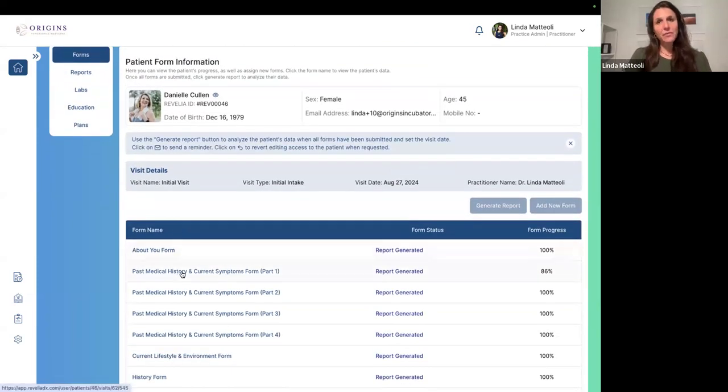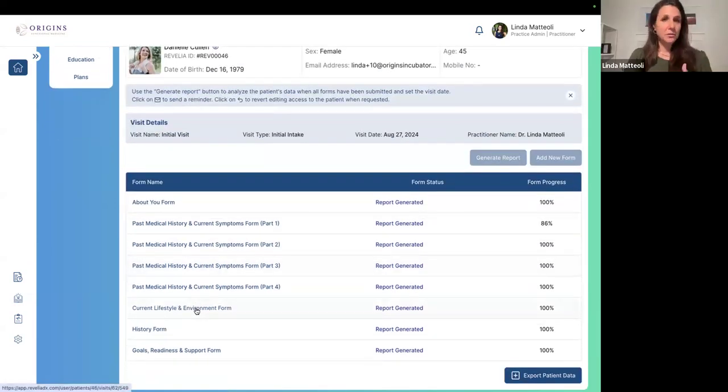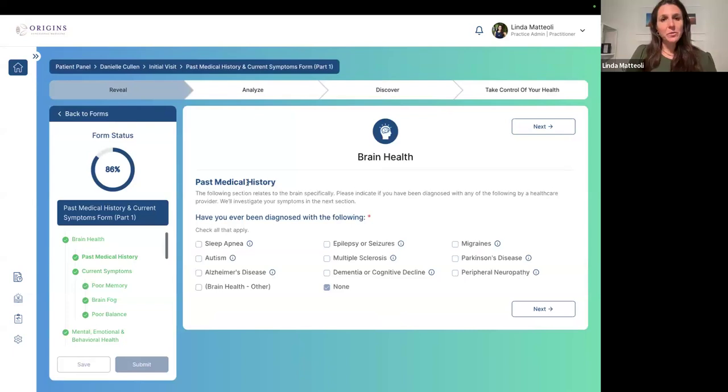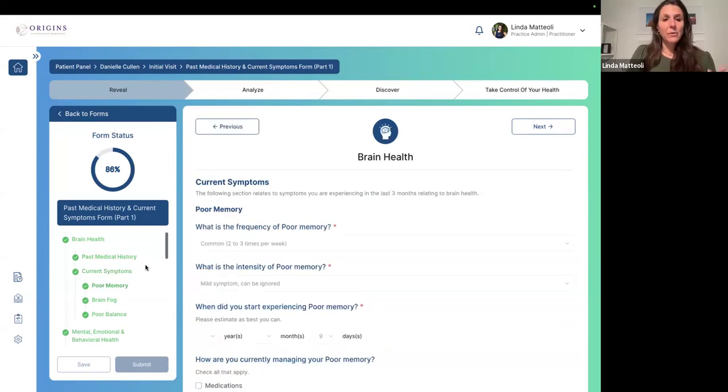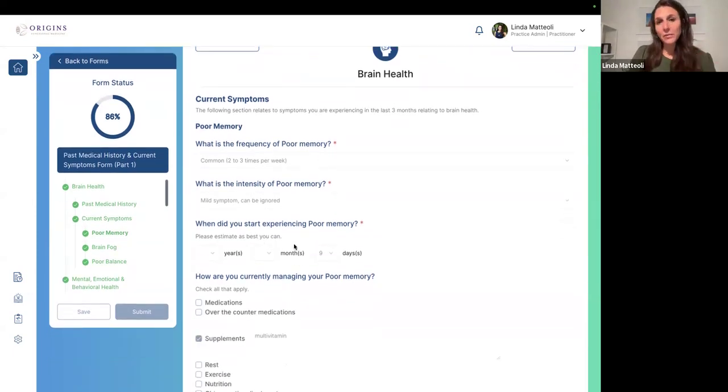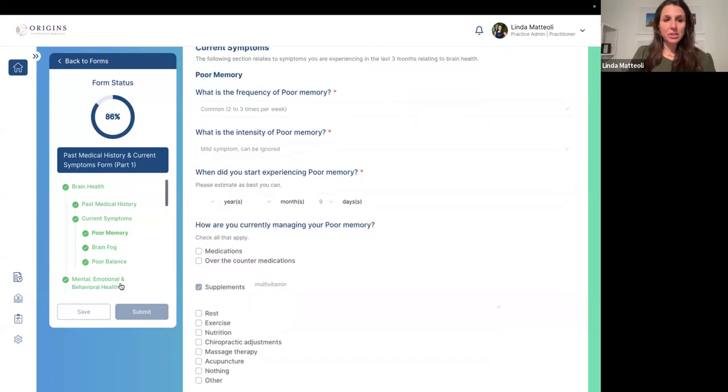These forms, we have developed the Revelia forms that come with the platform. The practitioner also has the ability to upload their own forms if they want. But in the original forms, every question has been scored for the analysis section. Also, within each section, especially with the past medical history and current symptoms, these are responsive forms. So if I were to click on poor memory, I will then be asked the frequency, the intensity of this symptom, as well as when I first started experiencing it and how I'm managing it.